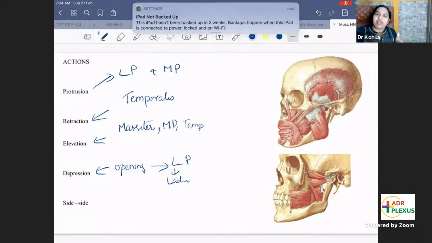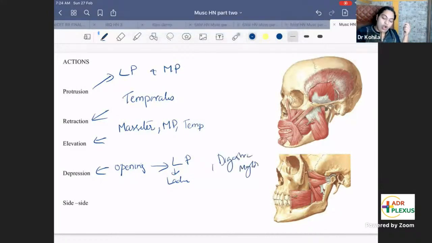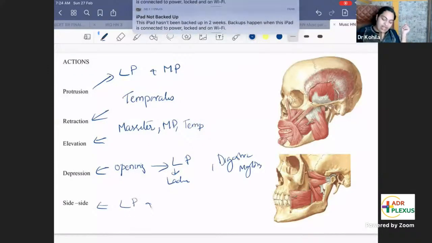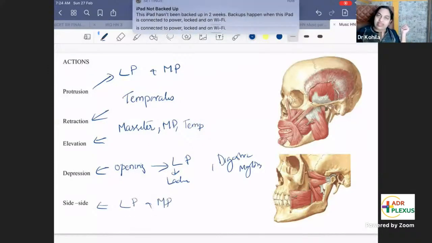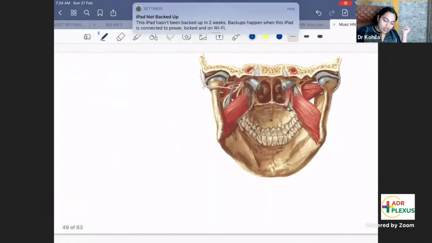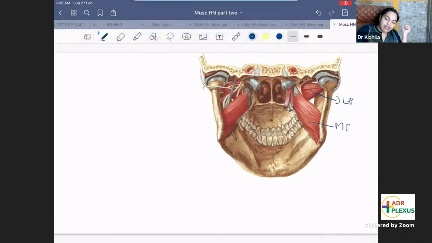These are muscles of mastication. Apart from that, remember the digastrics, the anterior and the posterior belly of digastric, the mylohyoid. They can also depress the mandible. The geniohyoid also. Side to side movements are by the alternate contraction of lateral pterygoid and medial pterygoid. Okay, this is to show you the lateral pterygoid and the medial pterygoid.